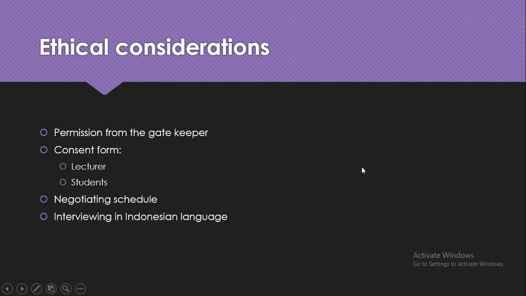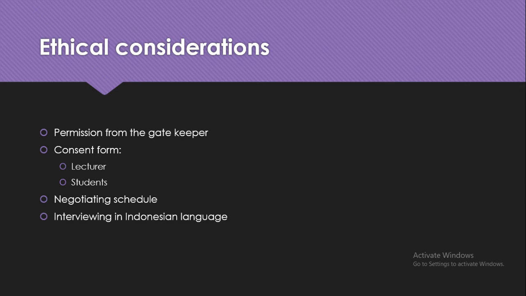And then the ethical considerations. What I consider in this research is, first, to get permission from the gatekeeper. The gatekeeper here is the head of the department. I should get permission first from the head of department for observing the class and for the interview, and for getting information about the lecturers that use Mentimeter in the classroom. And then the consent form, of course, for the lecturers and the students for the interview.